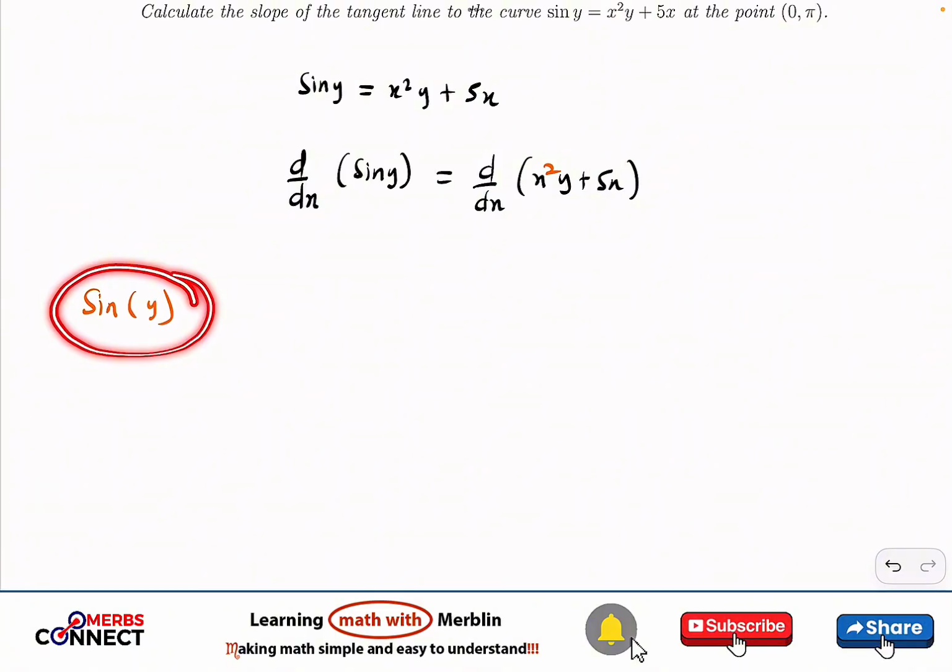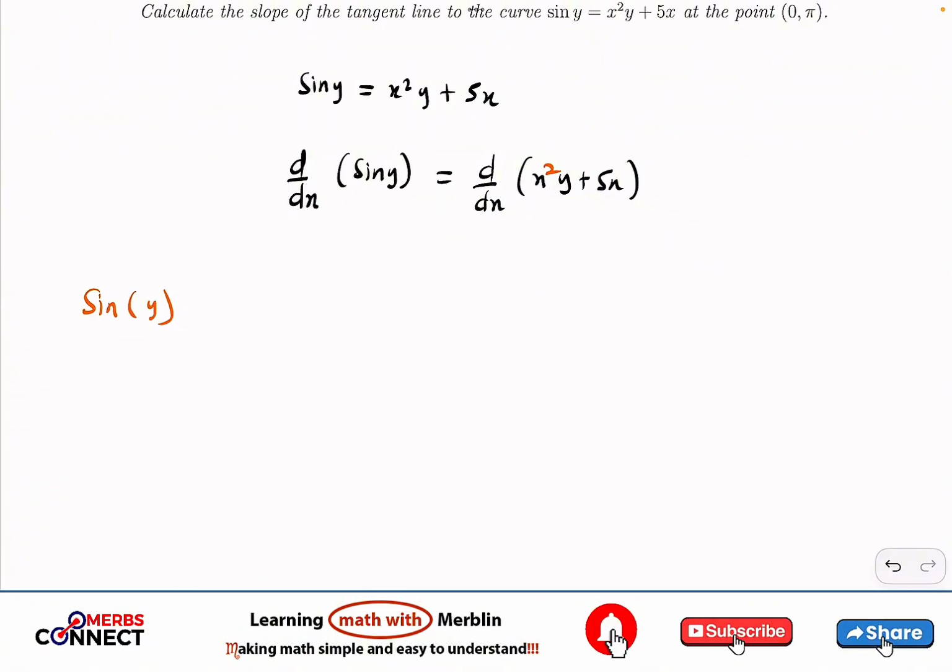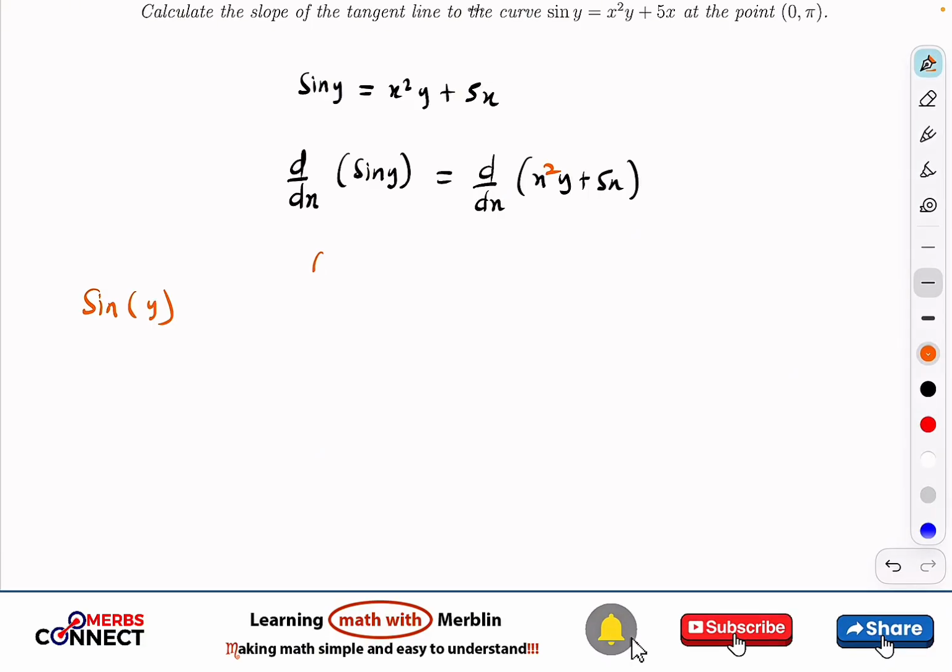And when I differentiate sine, we know that we are going to get cos. So it means that this is going to give us cos y. But using the chain rule, when we are done, we need to differentiate what is inside the parentheses here. So when I differentiate that, I'm going to have this one with dy over dx or y prime. So that's basically what you need to know.